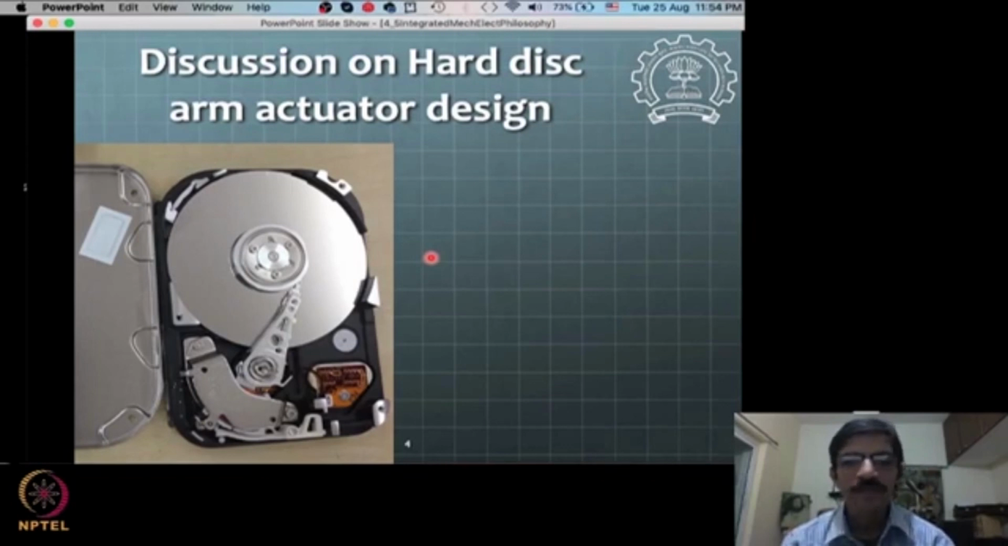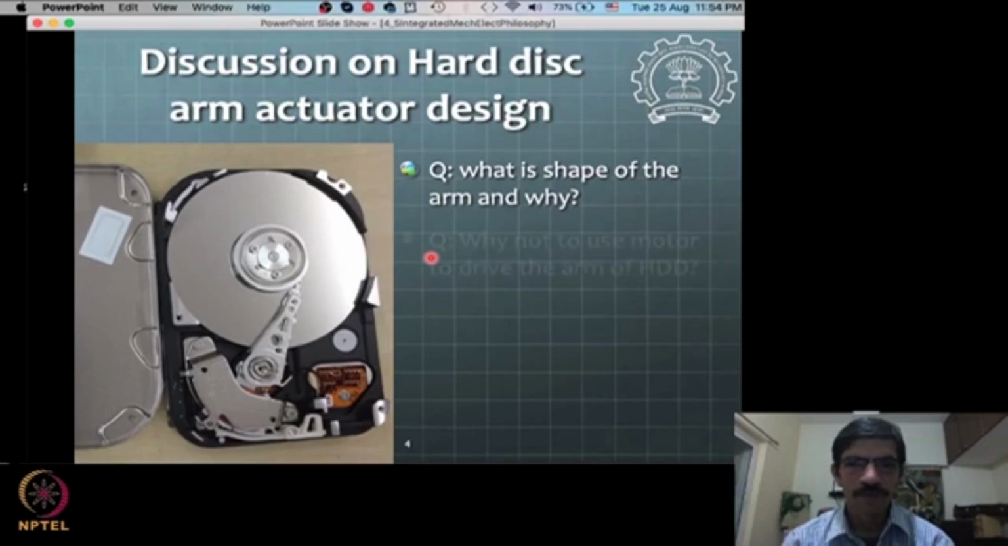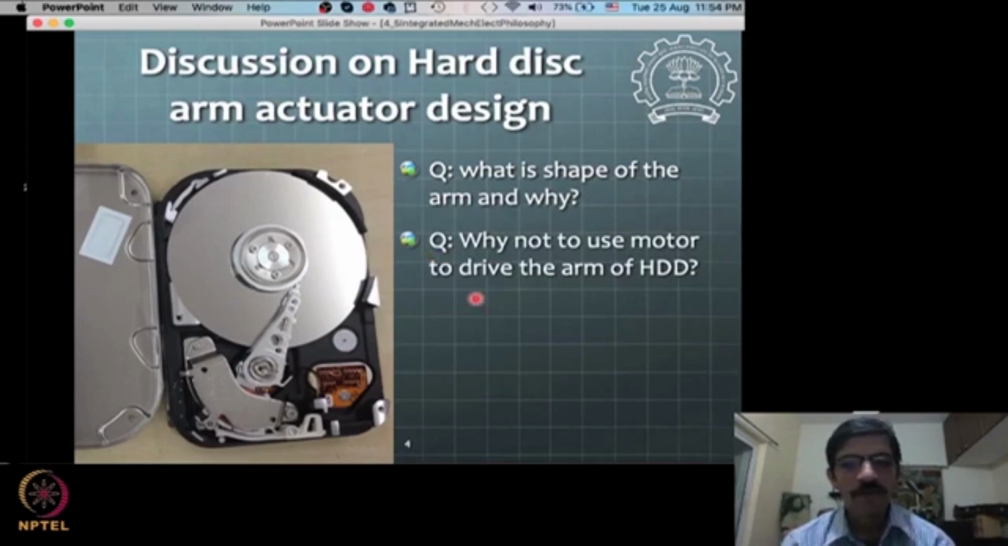Okay, so let's get into a little bit more of the thinking of why. What is the shape of this arm, and why? It's basically to reduce the weight wherever the stresses have higher values. There only you need material. Where the stress values are very low or there is no stress, those parts of material can be removed. And if you imagine this arm moving very fast on the surface of the disc, what kind of forces are going to come on the arm? Think about that.